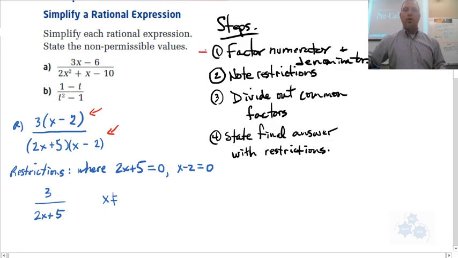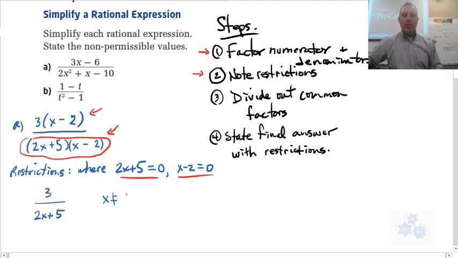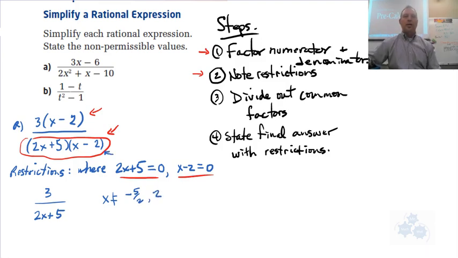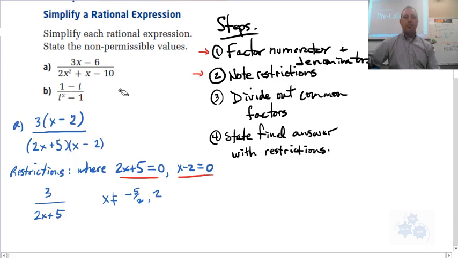Before you move any further, though, after this, you want to note your restrictions. So take a look at what you have in the denominator. Set each of these equal to 0, like this, and then you'll find here that x cannot equal negative 5 over 2 when you solve this, and x cannot equal positive 2, because that would make these factors 0. So the second step is noting your restrictions.